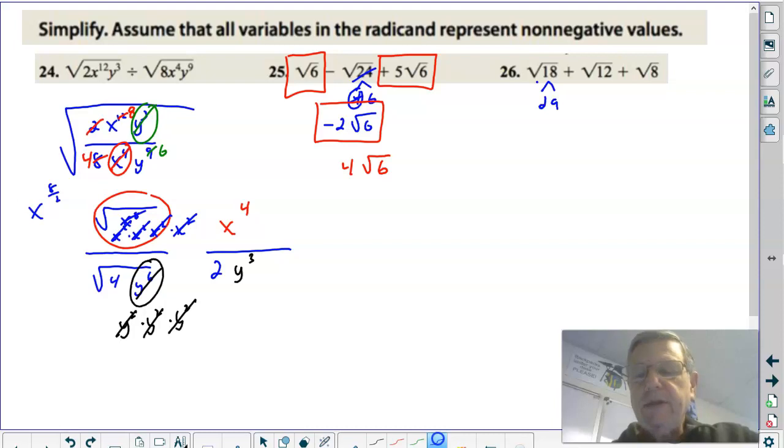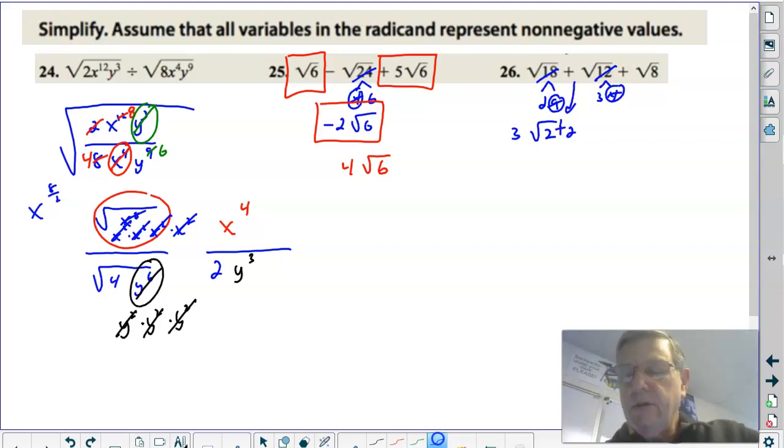This is a 2 times 9. Square root of 9 is a 3, so 3 times square root of 2. This is a 3 times 4. Square root of 4 is 2, so this is a, whoops, got my plus sign right from there, plus 2 times the square root of 3. And then I have the square root of 8, 2 times 4. Square root of 4 is 2, so plus 2 times square root of 2.